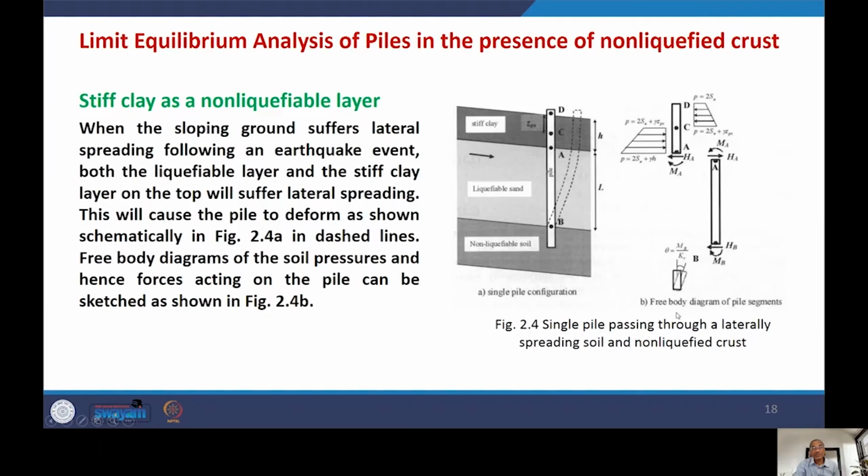The pile will deform as shown in this figure. The deformed position of the pile is shown using the dashed line. And the free body diagram is shown in figure 2.4.